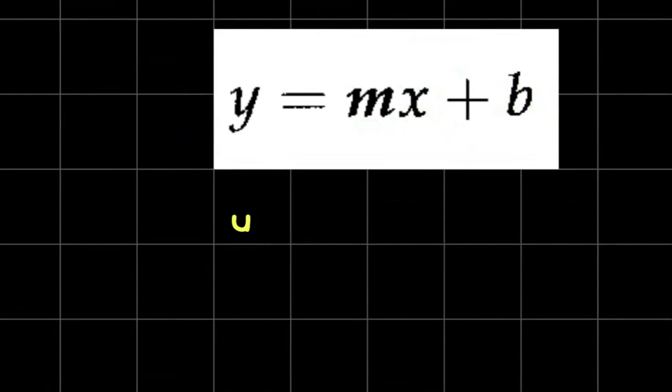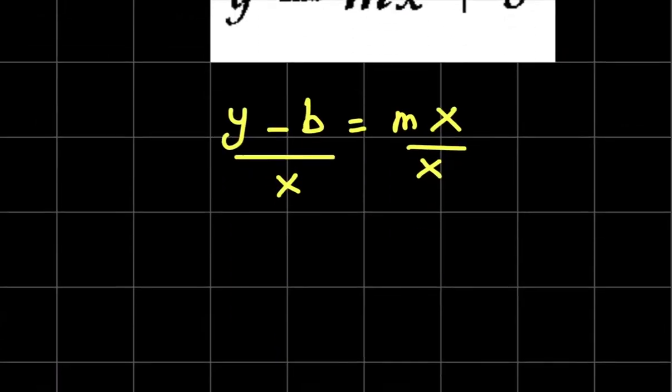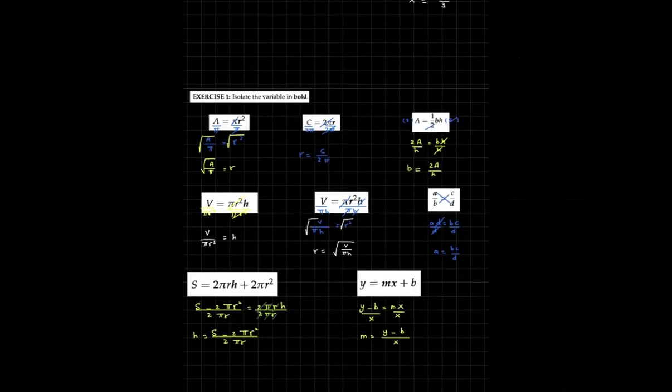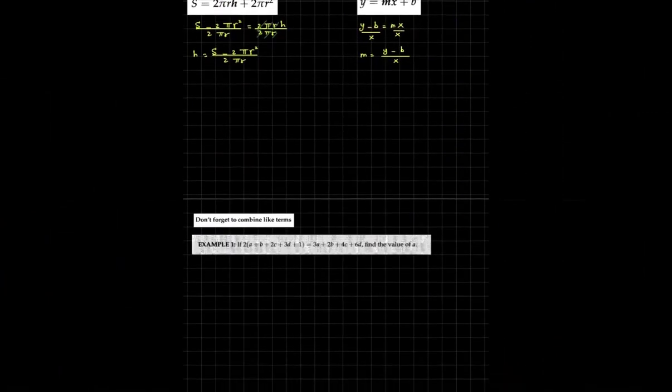So it will be y minus b equal mx. How can we get m? Bravo. We will divide here by x, and we divide here as well by x. X cancels x, so m equal y minus b over x. That's it. Okay. This is a nice exercise. You will learn how to isolate the variable in different cases. Let's go for the first example.